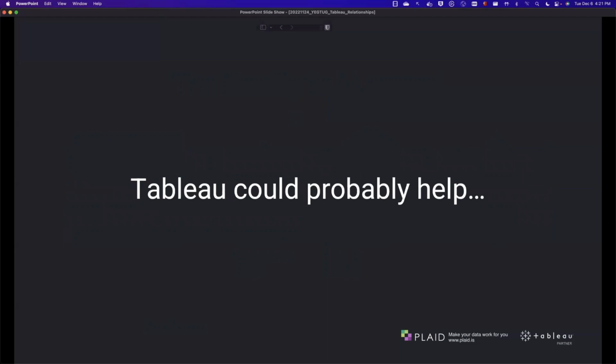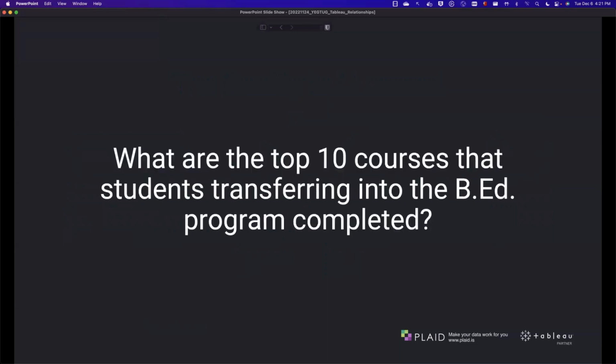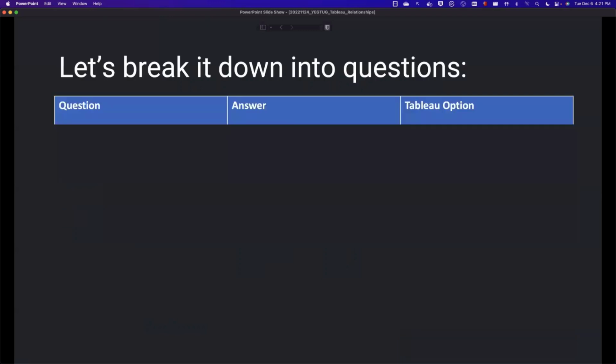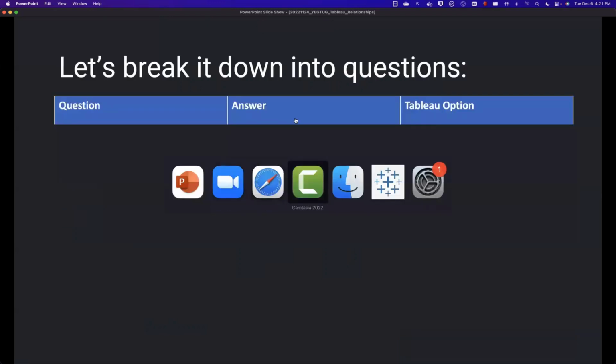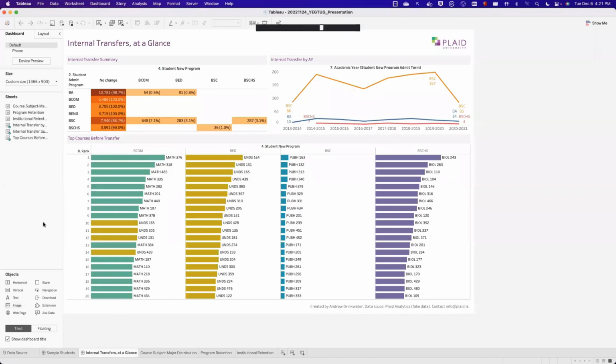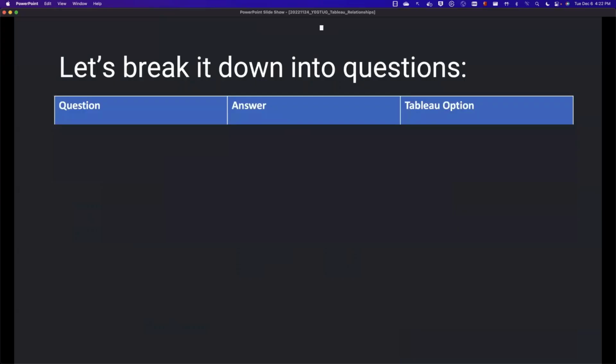Well, as I'm sure you've guessed by now, Tableau could probably help with this problem. So what we're going to try and answer today is what are the top 10 or 15 or 20 courses that students transferring into the Bachelor of Education program completed. And just by way of example, here's where we're headed. We want to create some visualizations that help us understand which courses they took. And for the Bachelor of Education, we're looking here in the middle. For perhaps some more interesting patterns, we can look at Bachelor of Commerce as well on the left.